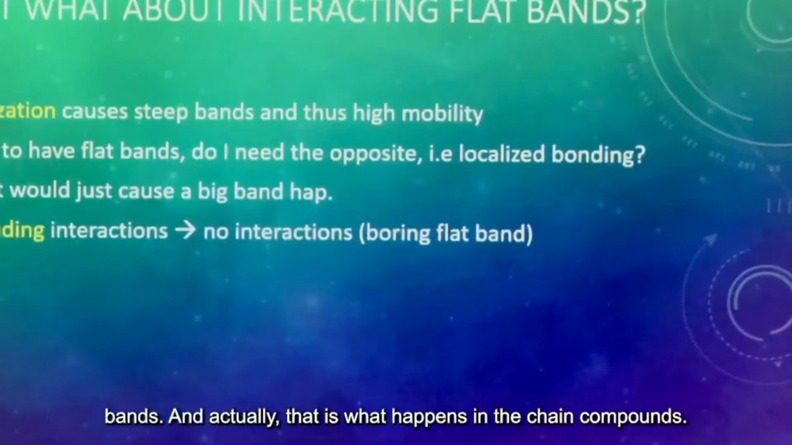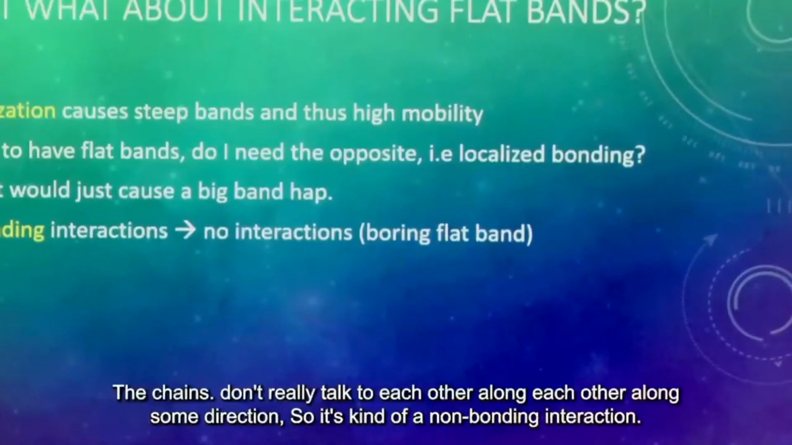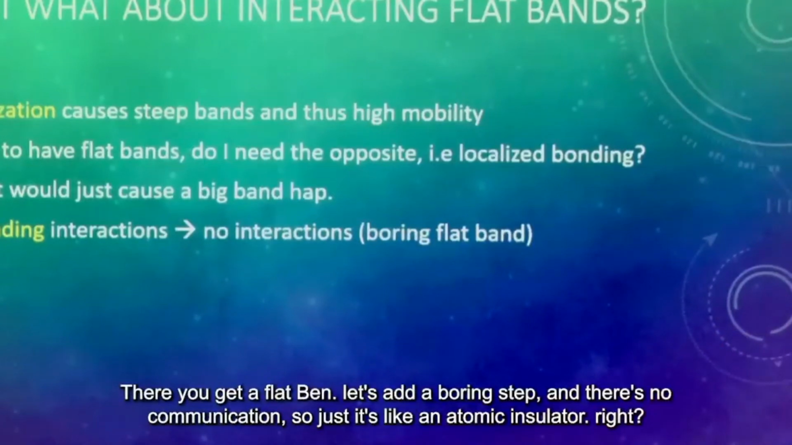You could think that the non-bonding interaction that I had before causes flat bands, and that is what happens in the chain compounds. The chains don't really talk to each other along some direction, so it's kind of a non-bonding interaction there. You get a flat band, and that's kind of a boring flat band. There's no communication, so it's just like an atomic insulator, right? It's not a correlated flat band.